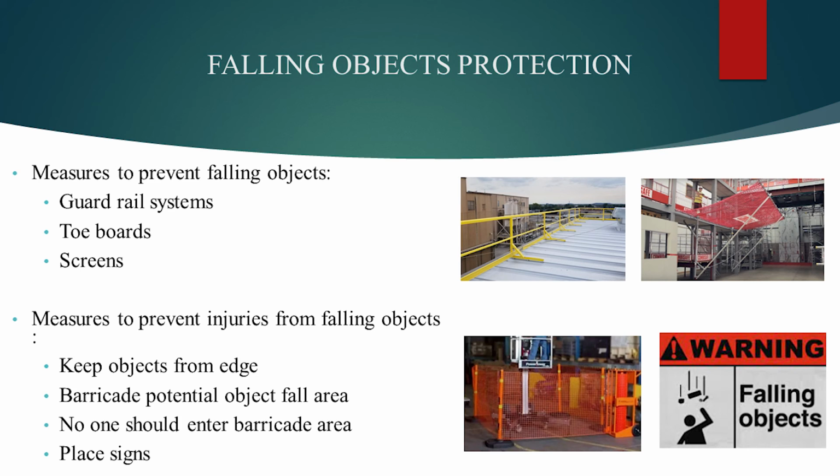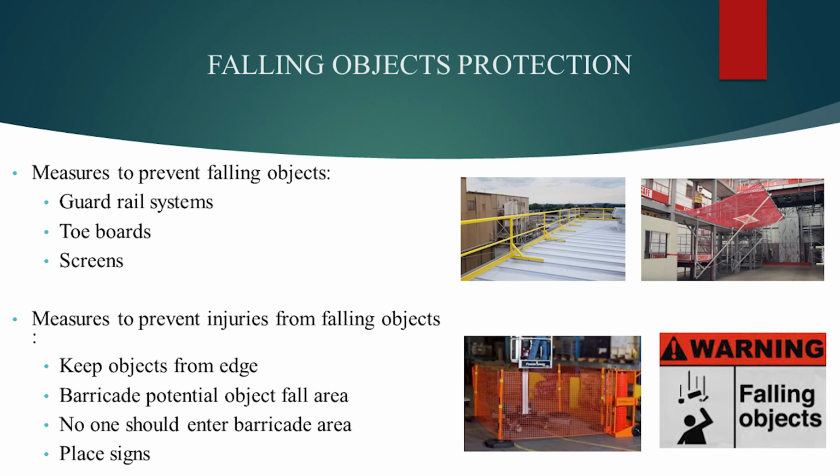who are below. The measures available to prevent objects from falling include guardrail systems, toe boards, and screens. The toe boards are placed to prevent small objects from falling. Screens work like safety nets. They catch any object before it reaches the bottom.